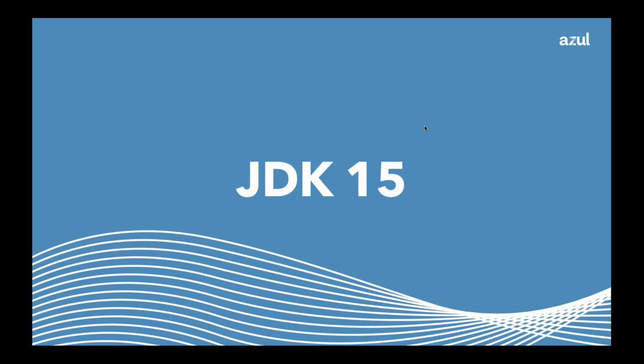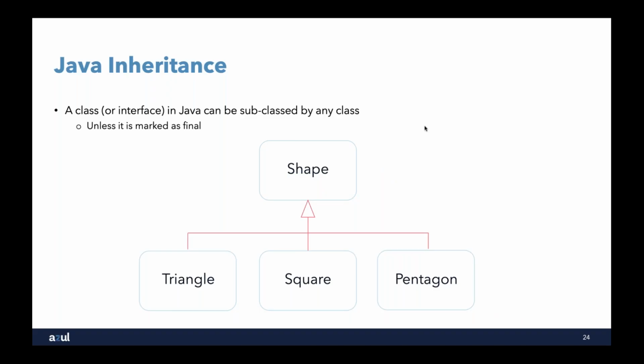JDK 15. Again, looking at the Java language and the way that it works, we have an object-oriented language, meaning that we have inheritance and we have a type hierarchy. Here, I've got a very simple example where I've got class Shape and I've got 3 subclasses of that: Triangle, Square, and Pentagon. Now, what we can't do is control from Shape, previously to JDK 15, how we could have subclassing of that from specific methods.